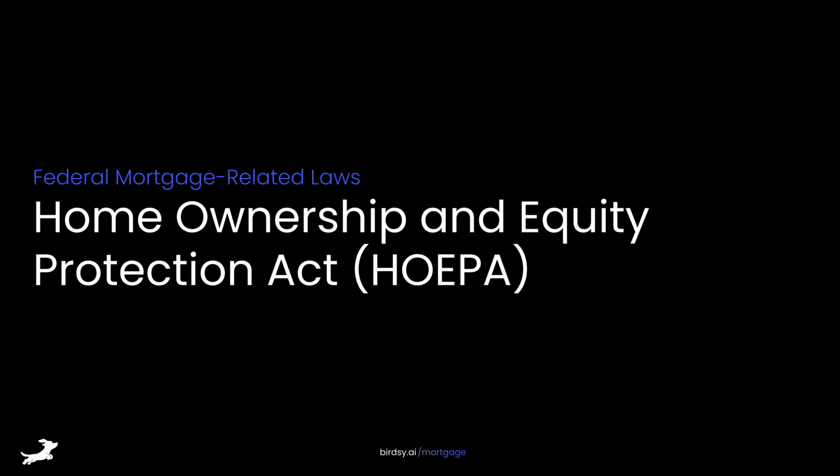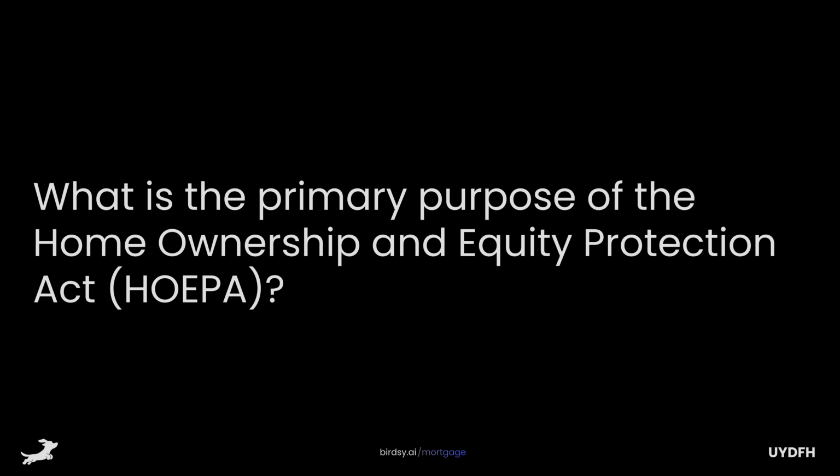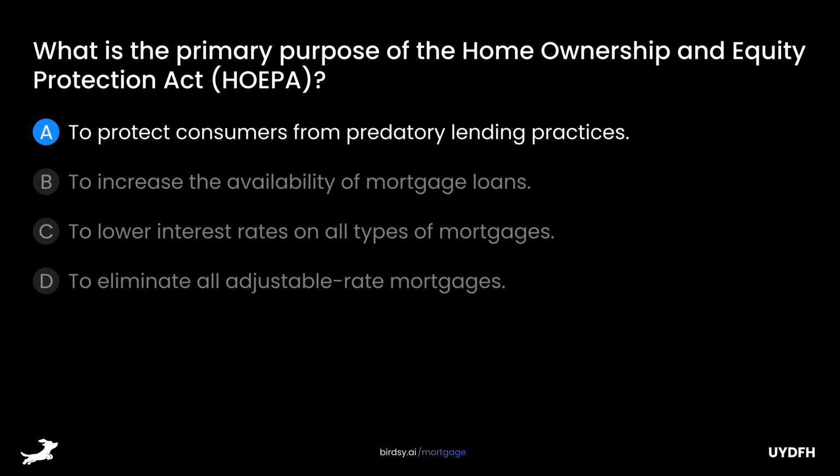Home Ownership and Equity Protection Act. What is the primary purpose of the Home Ownership and Equity Protection Act? Is it A, to protect consumers from predatory lending practices, B, to increase the availability of mortgage loans, C, to lower interest rates on all types of mortgages, or D, to eliminate all adjustable rate mortgages? The answer is A, to protect consumers from predatory lending practices.